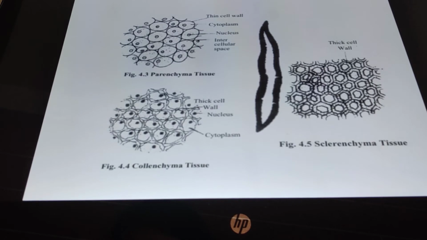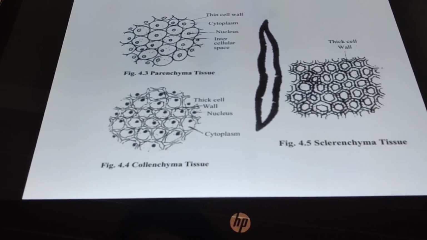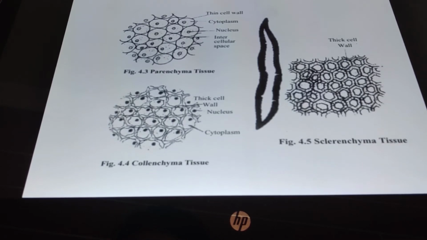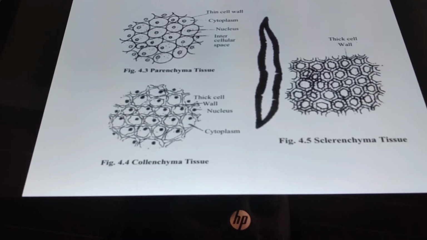Next point about parenchyma: some parenchyma tissues contain chlorophyll and perform photosynthesis, and such parenchyma are known as chlorenchyma. In aquatic plants also, large air cavities are present in parenchyma, which give buoyancy to the plant to help it float, and such parenchyma are known as aerenchyma.